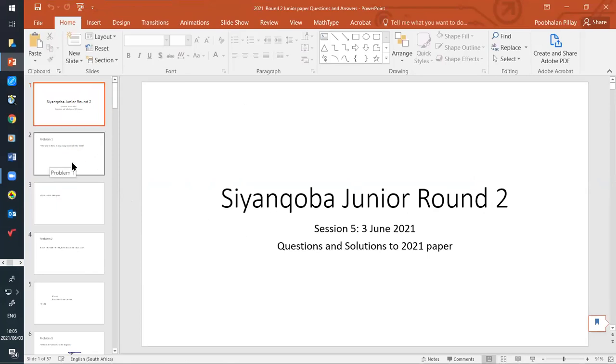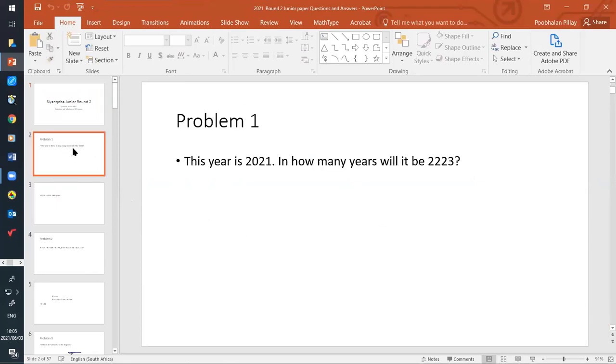Okay, let's go on to problem 1. I found that this particular paper was not as challenging as some of the other papers. So I hope that many of you have done fairly well. But on the other hand, the competition would have been much keener. The first question, it's a simple subtraction sum. This year is 2021. In how many years will it be 2023? You simply subtract it and you get 2, I presume. So we wouldn't waste time with that. That's a grade 4 question.